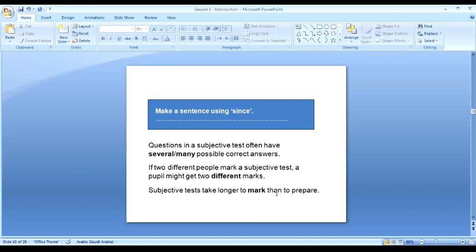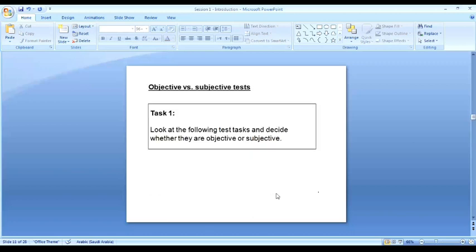If you would like to correct a paragraph, it takes a long time to mark, but if you want to prepare it as a teacher, it doesn't take time. So it's easy to prepare, but it's difficult to mark. So, objective versus subjective tests.